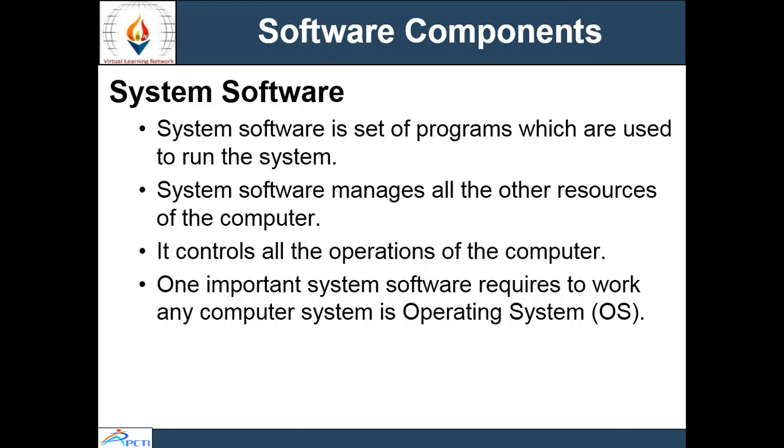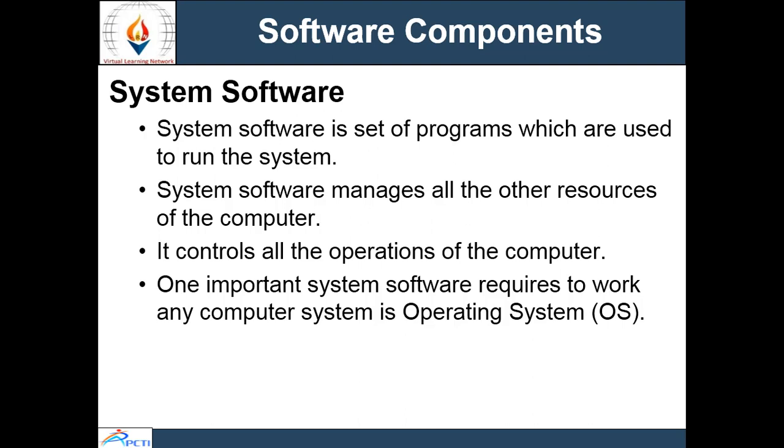Software components. To solve a given problem, we write various programs in different programming languages. Programs are nothing but a set of instructions written in a programming language to solve a problem. These computer programs are collectively known as software. Software is an integral component of a computer system. It is the software which directs a computer to do a specific task.